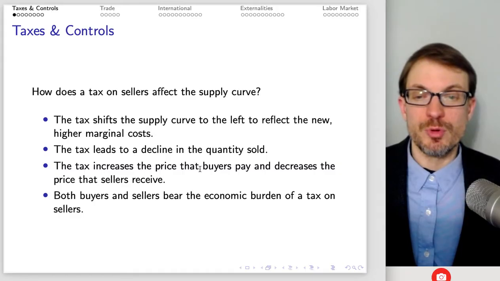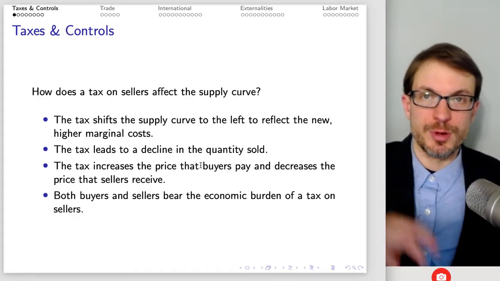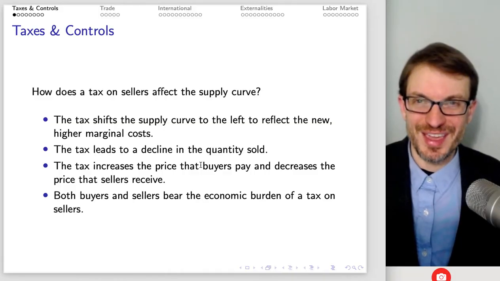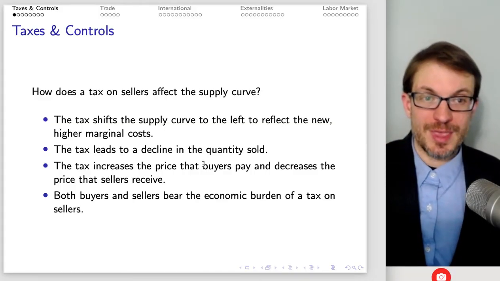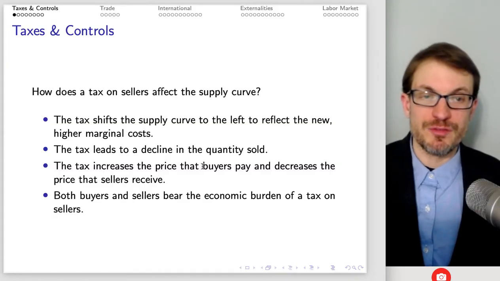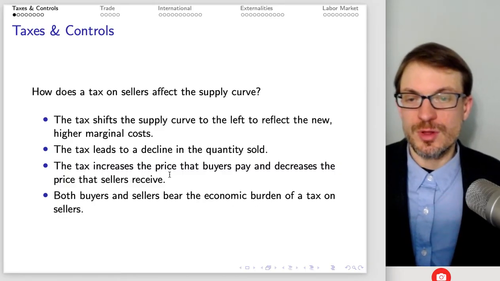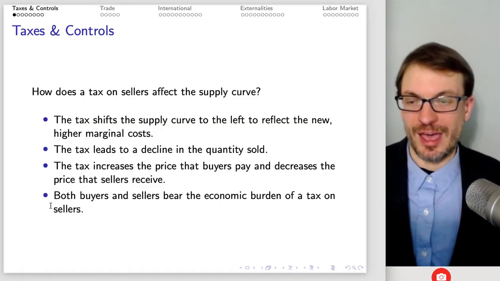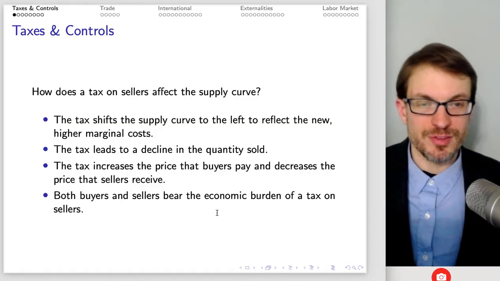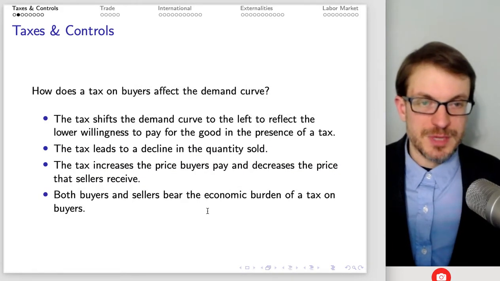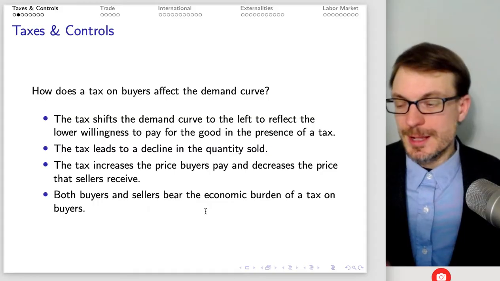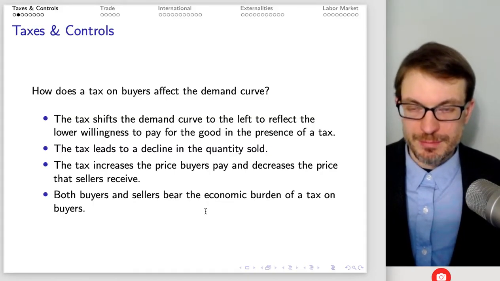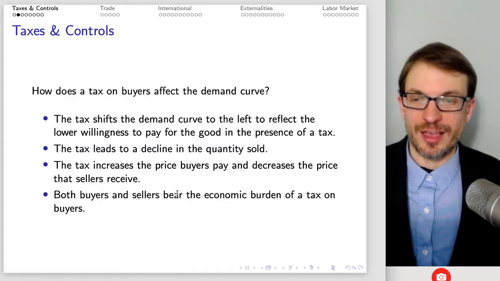Why? Well, remember, buyers are going to reach into their wallet. They're going to pull out some amount of money, or it's going to come off of their card or whatever is the case. Sellers are going to take the first little bit, and then they're going to transmit that to the government. Whatever is left is going to cover the cost of producing the units actually transacted. And so the price buyers pay is what leaves the buyer's bank account or wallet, and the price sellers receive is what the sellers are left with after paying the tax. Both buyers and sellers bear the economic burden of a tax on sellers, because the tax on sellers is just saying who's transmitting the money onto the government, not saying anything about relative elasticity or tax incidence.